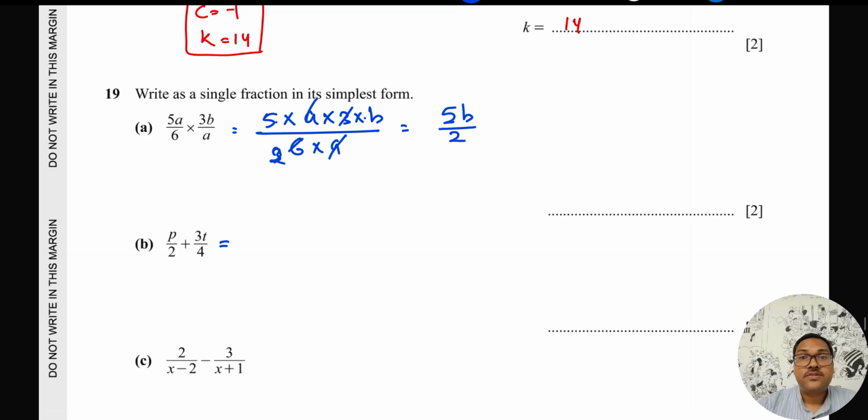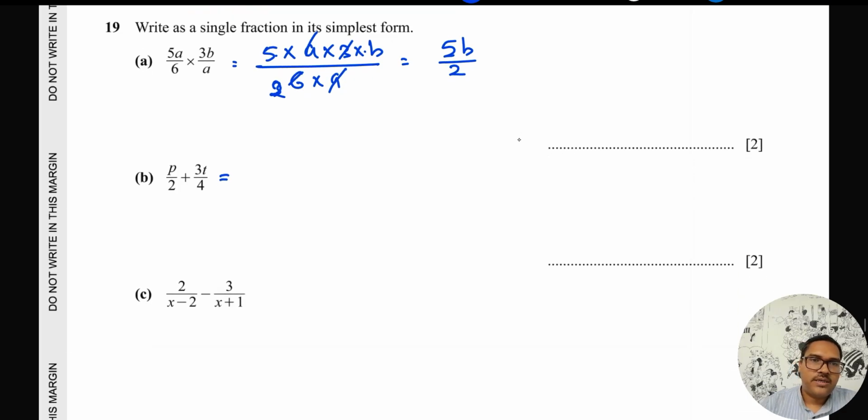Second answer, you have to simplify this fraction. You have to add these basically to write the simplest form. So here you can see I can make this as a like fraction. You can see this is 2p by 4. I will multiply this with 2 and 2 to make like fraction, plus 3t by 4. So now you can see the denominators are same. So this is 2p plus 3t upon 4. That is the answer for this question.